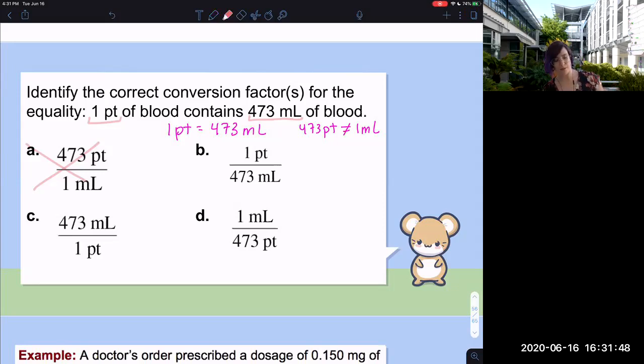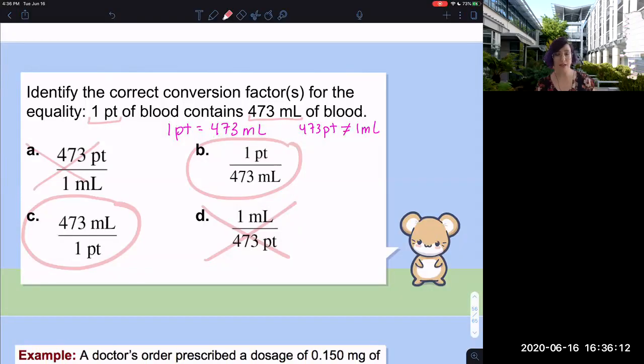Okay, what else? What about B? Well, B is true. Yeah, I can use B, for sure. And I can also use C. But I can't use D. So D is the one that I cannot use.